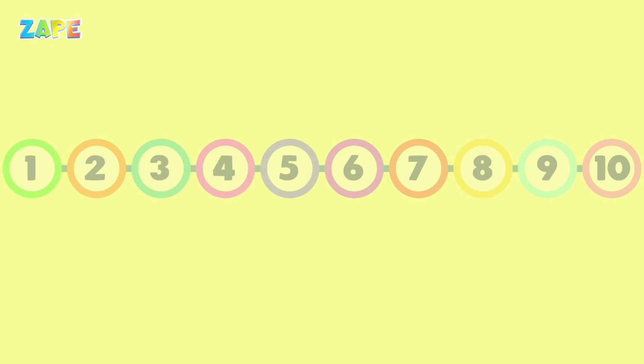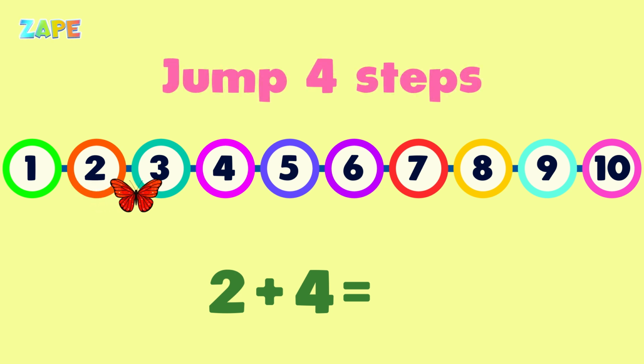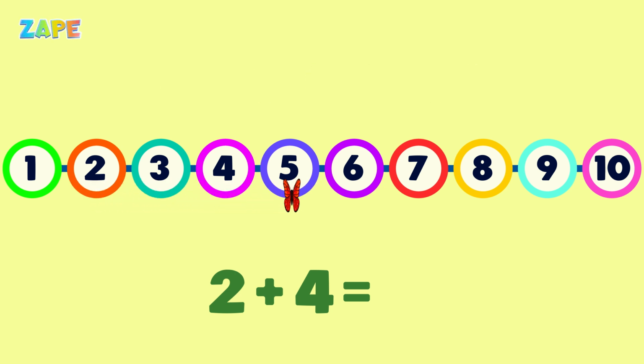We can also add using a number line. Let's add 2 plus 4. Start at 2, then jump 4 steps. 3, 4, 5, 6. The answer is 6.